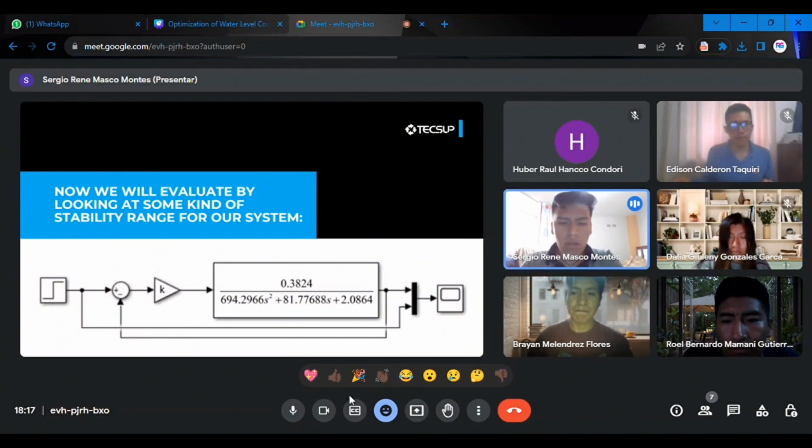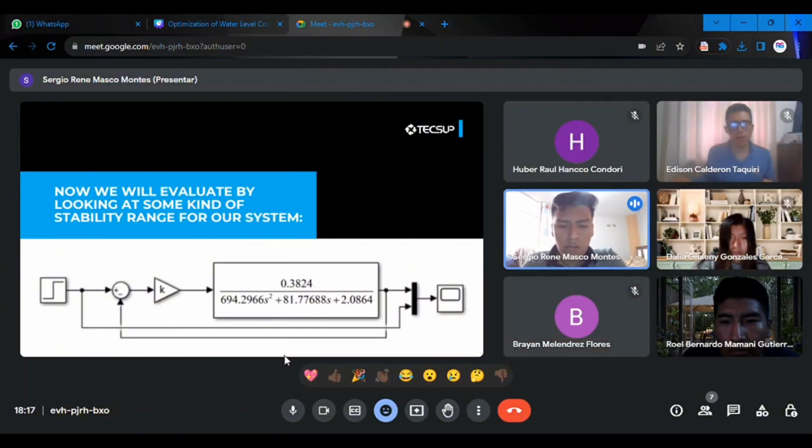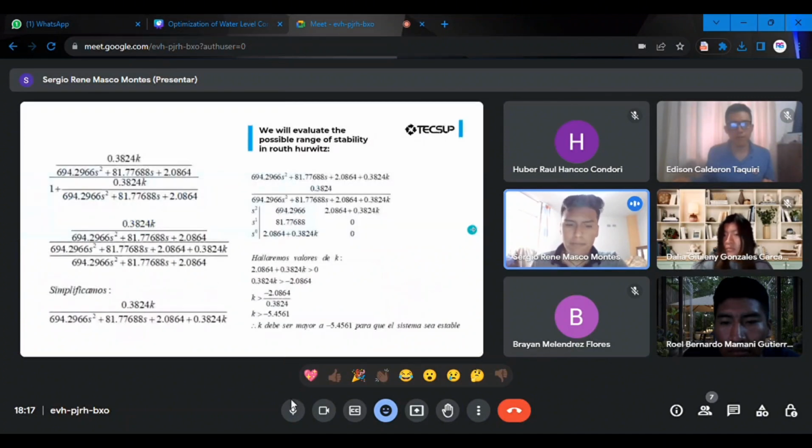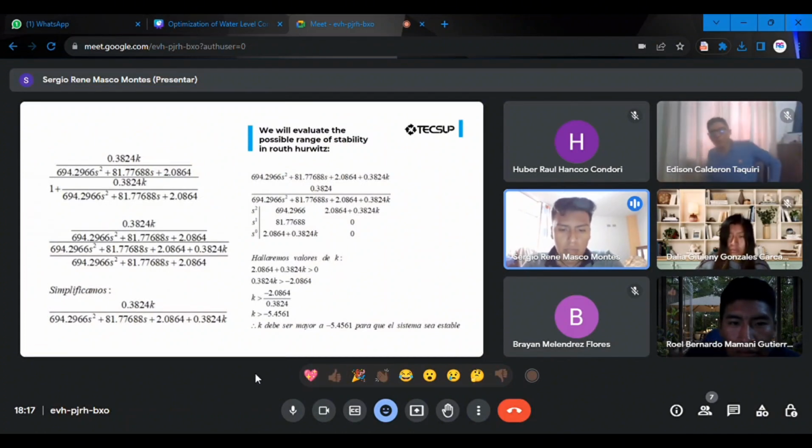Now, we will evaluate the stability range for the system. First, we see that the transfer function of the primary control loop is divided by one plus the same function. We proceed to evaluate the possible stability with Routh-Hurwitz, which when solved we can observe that k must be greater than minus 5.4561.